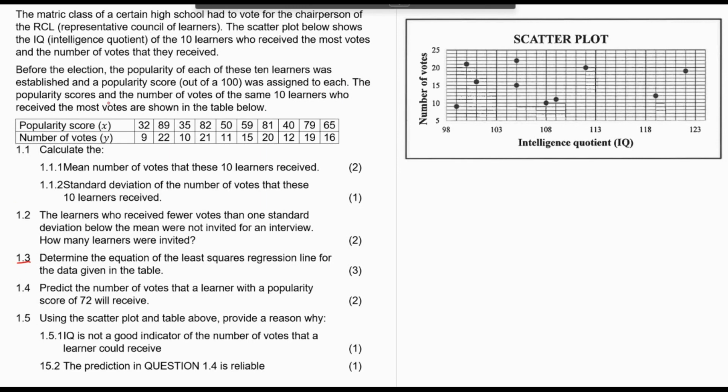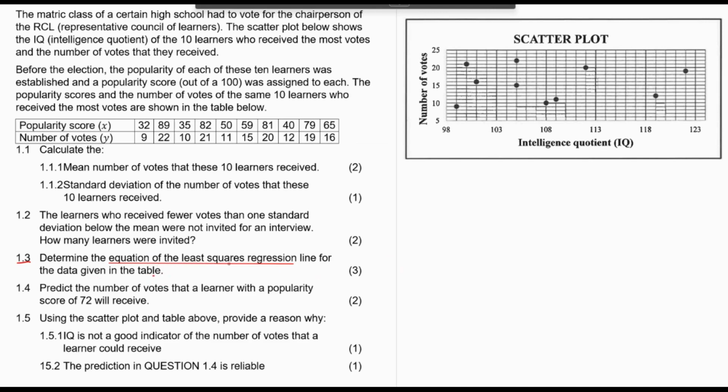The popularity scores and the number of votes of the same 10 learners who received the most votes are shown in the table below. Determine the equation of the least squares regression line for the data given in the table.